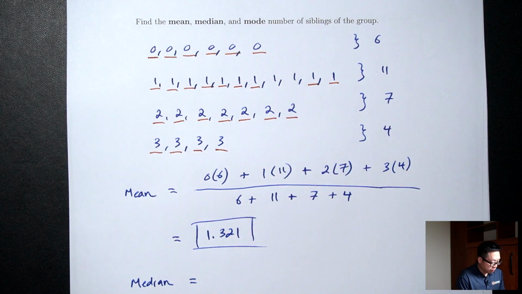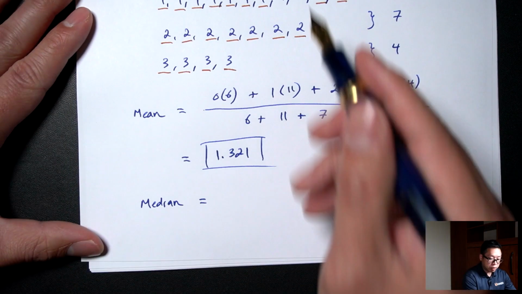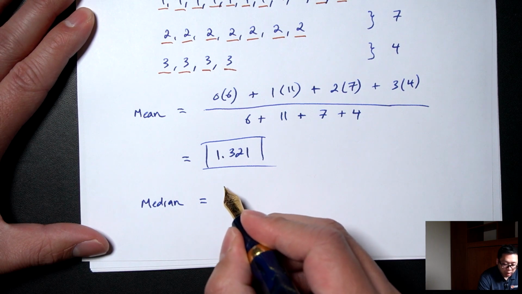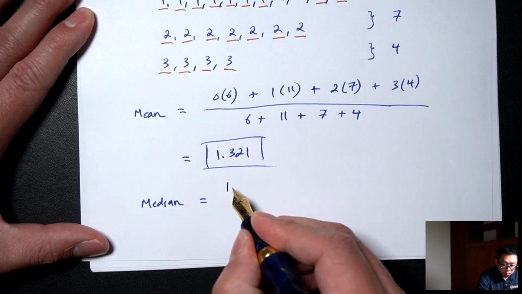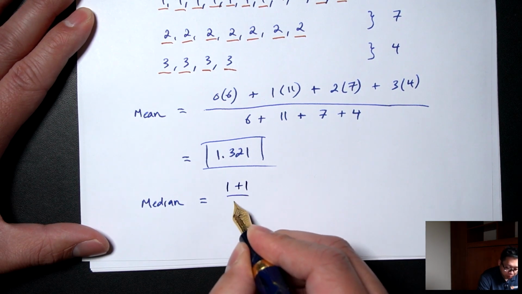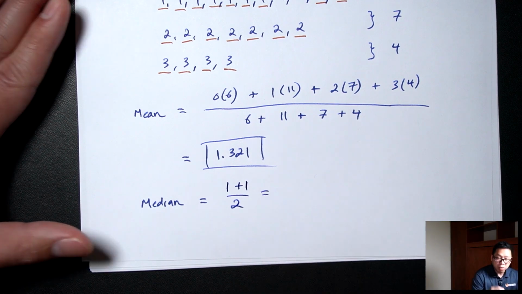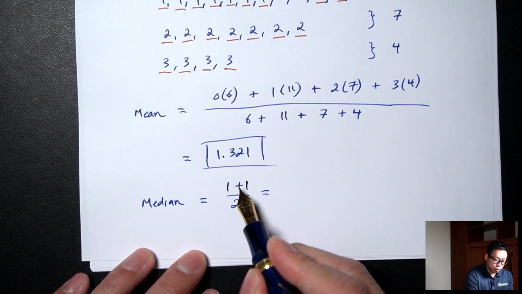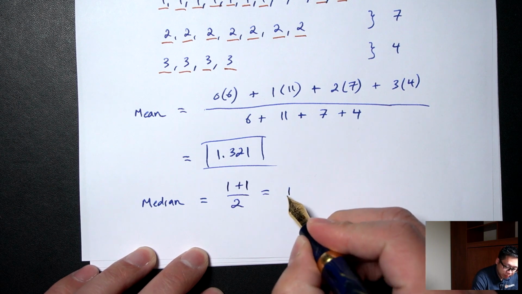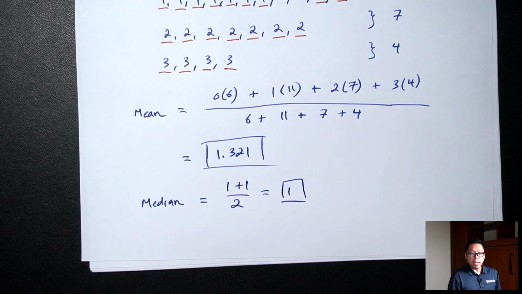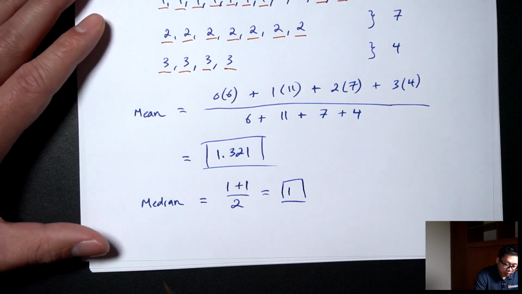They're both 1s. So if you have 2 numbers in the middle, you will average those 2 numbers. So we'll average the 2 numbers in the middle, which is add them up, divide by 2. So 1 plus 1 over 2. And I don't need a calculator for this because I know that's going to be 2 over 2, which is 1. And that's the median.